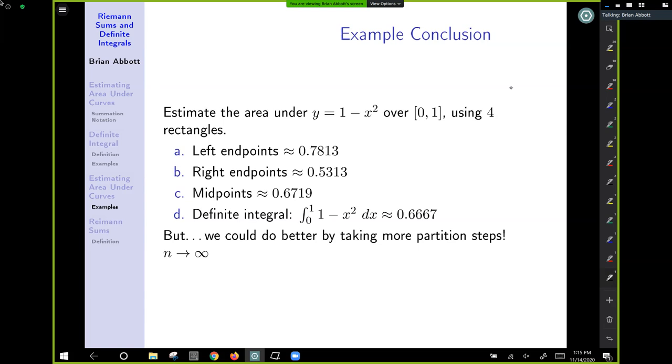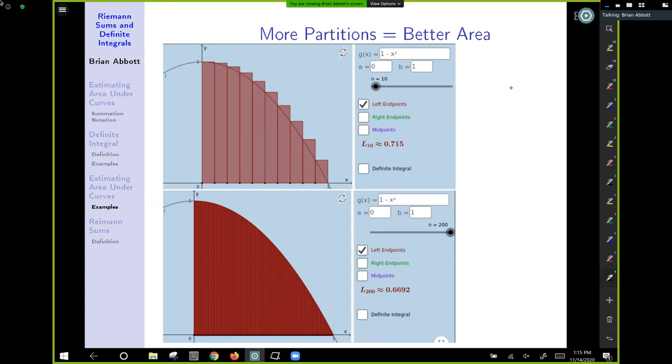Well, I think we could all see that by increasing the number of rectangles, or decreasing the partition step size, taking more partition steps, increasing n to infinity, or taking delta x down to zero, you're going to get a better estimate. Here's a slide showing that if we go from 4 to 10, we get closer to that 2/3, getting 0.71. We're still overcounting because I'm using left endpoints here. But look what happens when you get 200 slices. You'd have to zoom in really far, but you'll see there's still a little bit of an overshoot. Instead of the true area, 0.666 repeating, it's still going to overshoot by the time you get into the 100,000th place. But if you truly took that limit to infinity, you would get the actual answer.